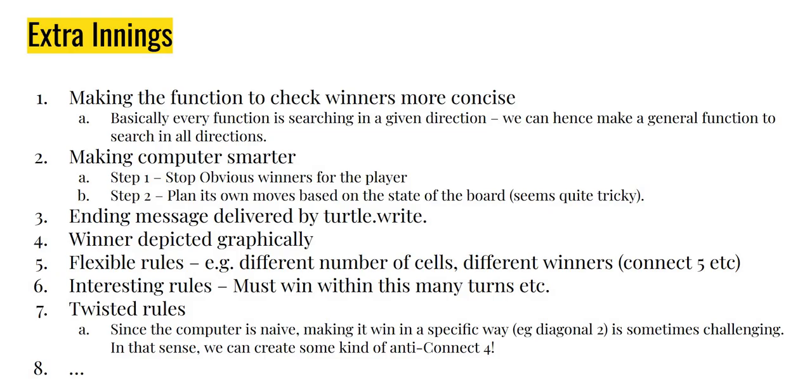In fact, one interesting idea that came to me when I was working through this project is that because the computer is naive, losing to it is quite hard. So I was thinking we can make a condition that, look, I want the computer to win, and I want the computer to win in a very specific manner. For example, in a diagonal, or a horizontal winner, right? So some kind of anti-connect four, perhaps, can also be considered. So really a lot of things can be done provided we stay systematic.